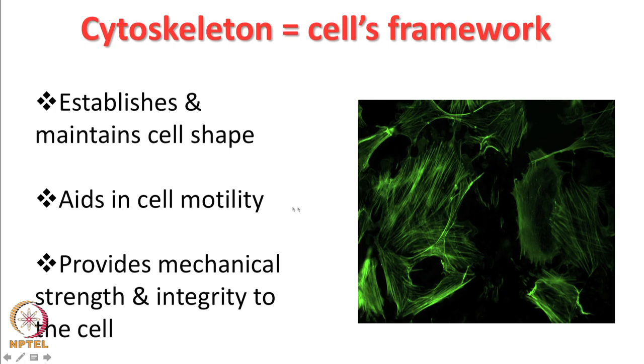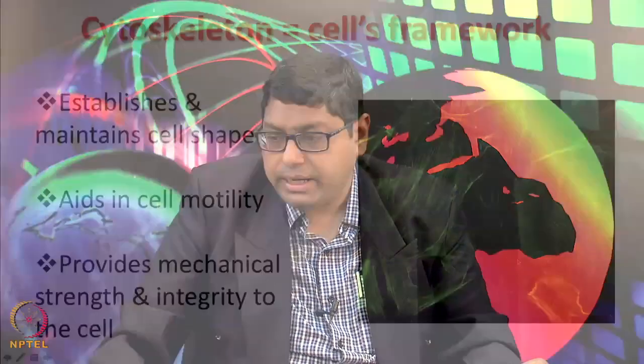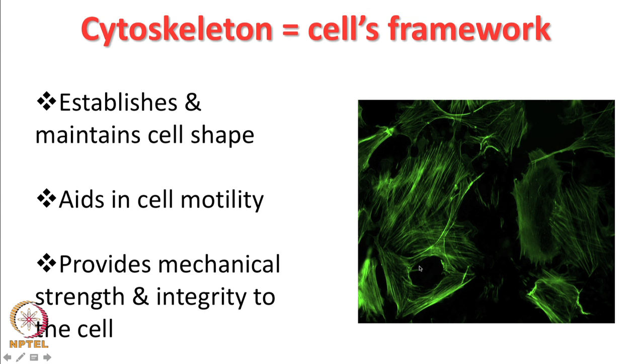It aids in cell motility. So, in the case of phagocytosis, the forward motion of the macrophage or the neutrophil is driven by actin based polymerization forces which push against the membrane. It also provides mechanical strength and integrity to the cell. So, in the case of any external force on the cell, it can resist those forces.